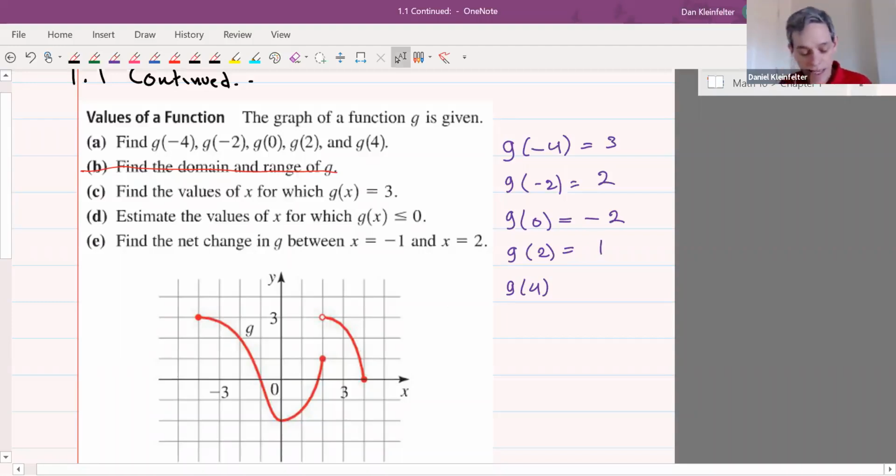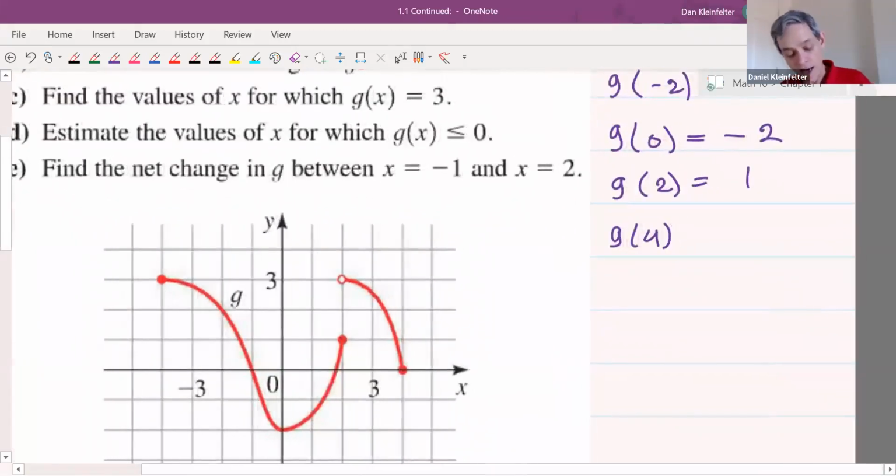One interesting thing happens on the graph right here. If you had any doubt, is it 1 or is it 3? You'll notice on the graph that at the lower part, it's a filled in circle. At the upper part, it's a hollow circle. That indicates that the function is defined to be 1 right at that point, not 3.